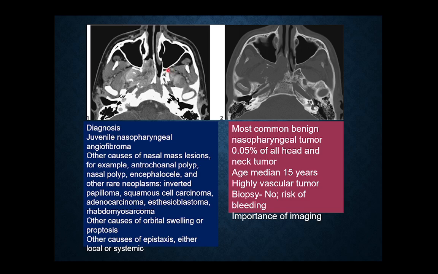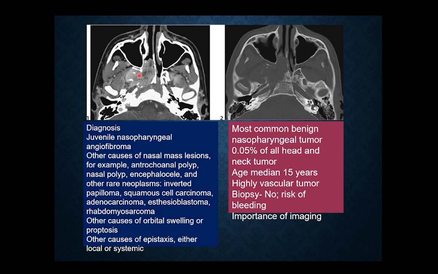This one is the pterygomaxillary fissure, and there is a mass here. And here also is the sphenopalatine foramen. So it's a highly vascular tumor at the sphenopalatine foramen involving the pterygomaxillary fissure, and it is juvenile angiofibroma. What is the significance of this?